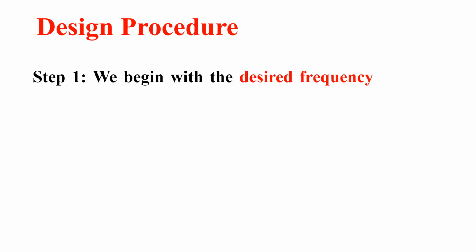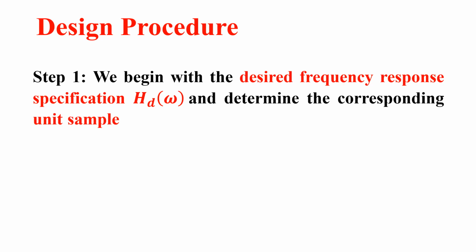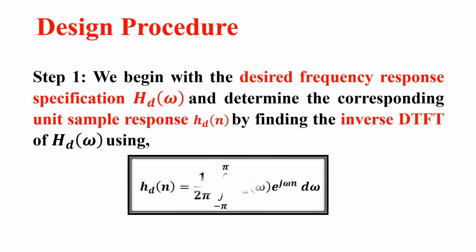If I consider the first step, step number one, we begin with the desired frequency response specification, HD of omega, and determine the corresponding unit sample response HD of n by finding the inverse DTFT of HD of omega. Is that okay? First, we need to find the inverse DTFT. How do I find that? HD of n is equal to 1 divided by 2 pi integration of minus pi to plus pi HD of omega e to the power j omega n d omega. So this is the very first step.